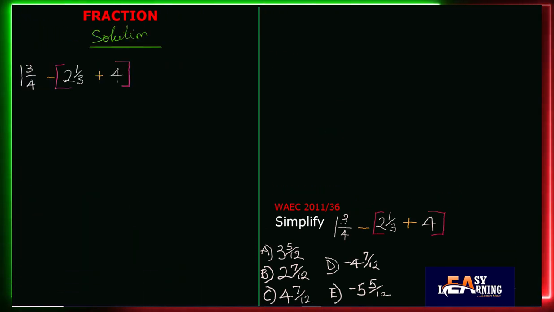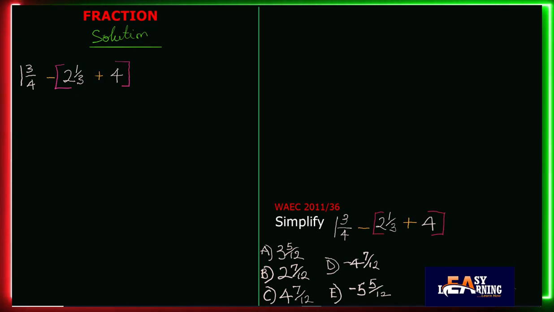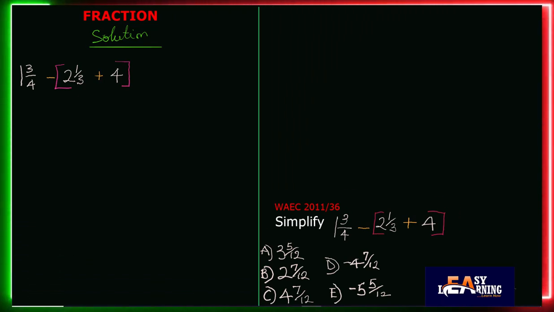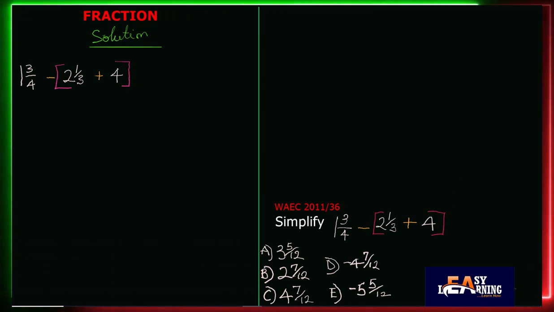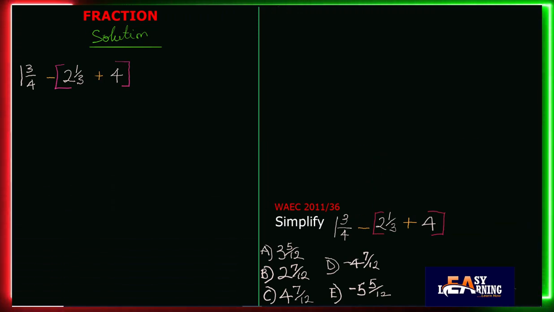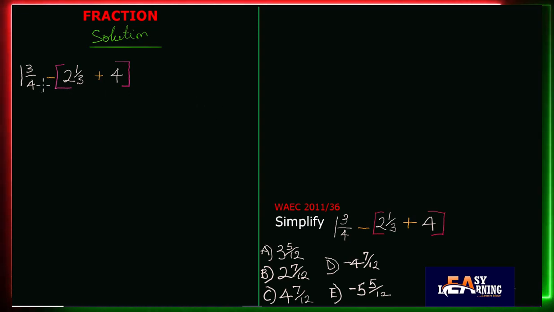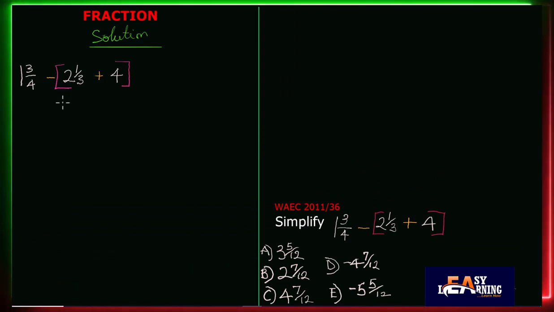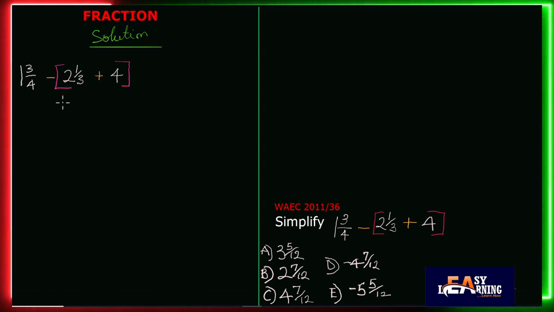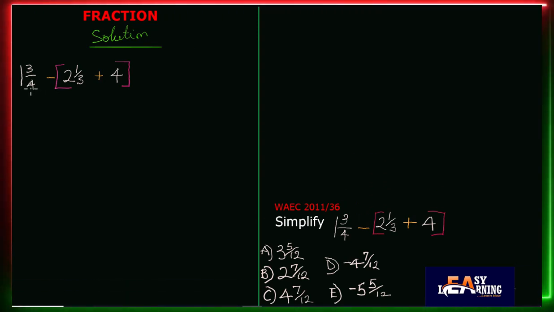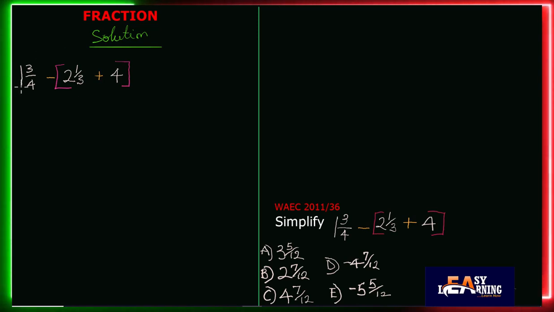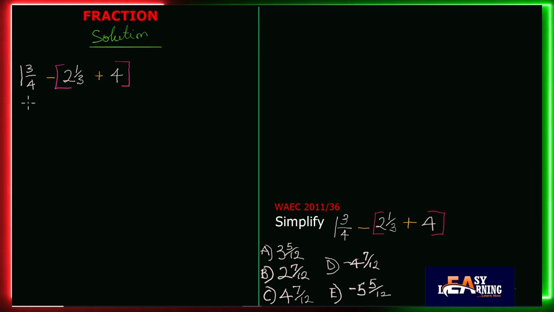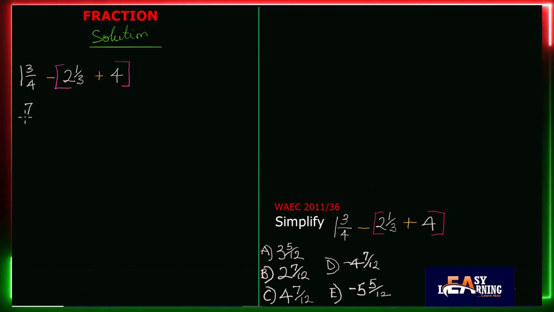All right, so let's solve it together. Now, the first thing we're going to do will be for us to change first all the mixed numbers to improper fractions. You have a mixed number here, you have a mixed number here. We change it first to improper fraction. So let's do it together. And this will be 4 times 1 is 4, plus 3 is 7. So here we have 7/4.